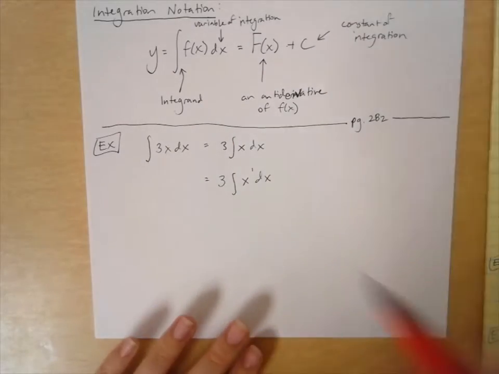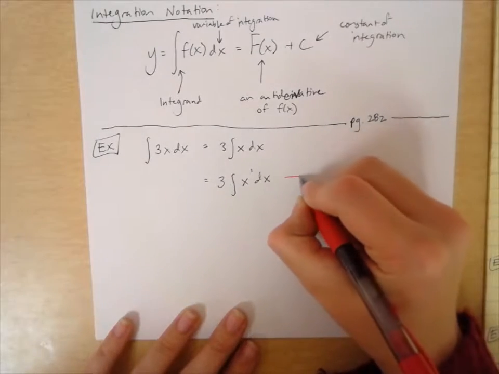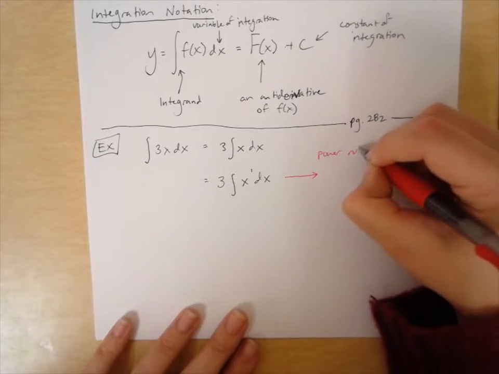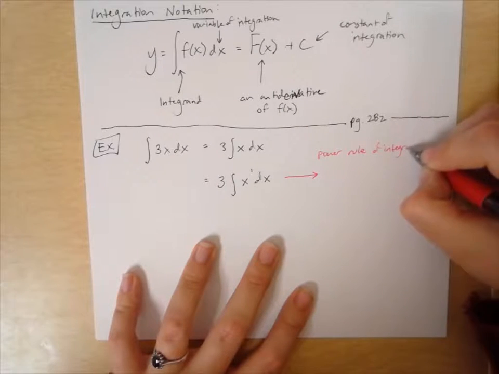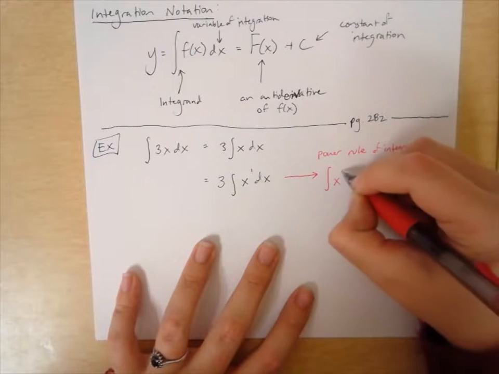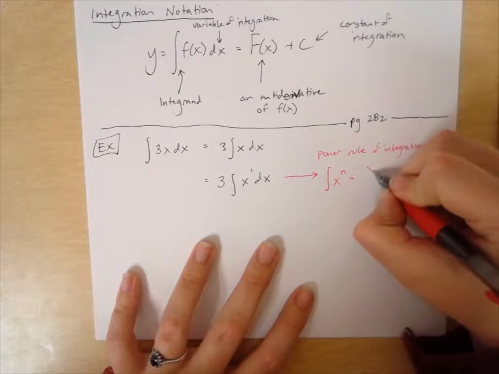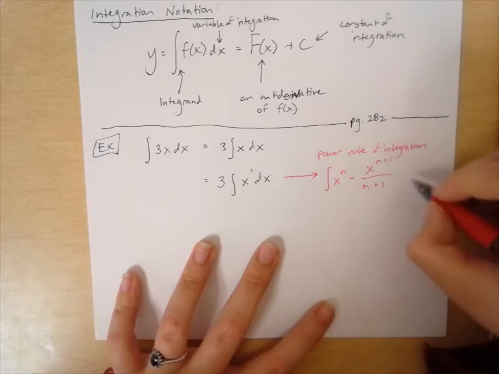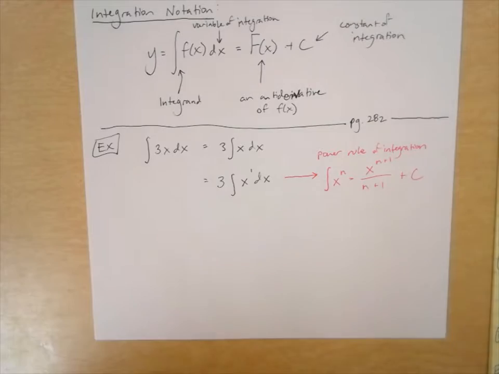And what I'm going to do next is use a rule of integration called the power rule, but it's a little bit different than the power rule for differentiating. Here's what it says. The power rule of integration says if I have an antiderivative of x to a number, then I can do x to that number plus 1 over that number plus 1, and plus c. Always got to have my constant of integration.